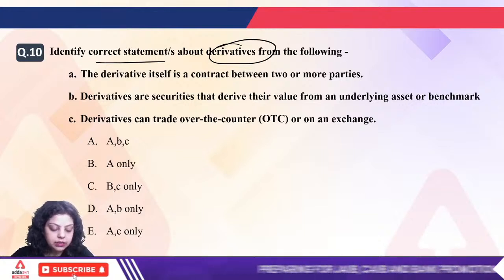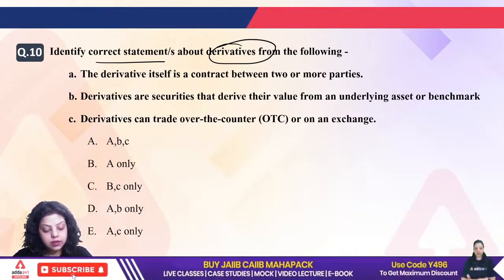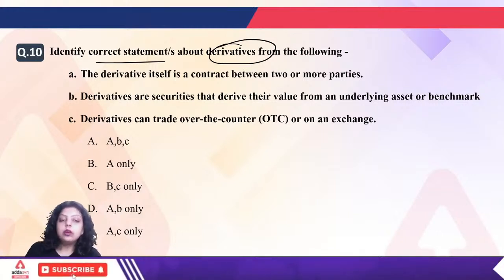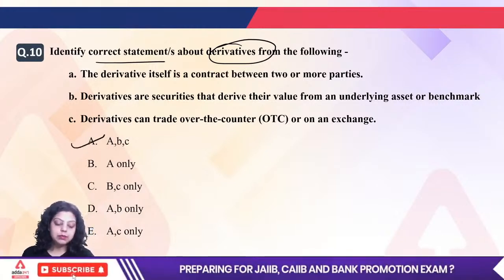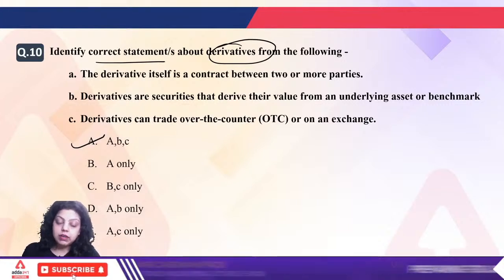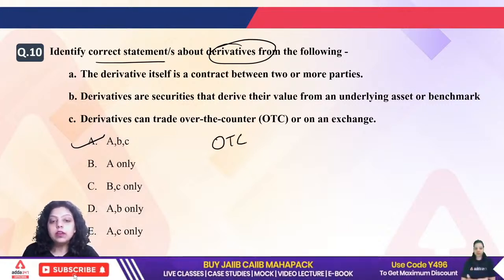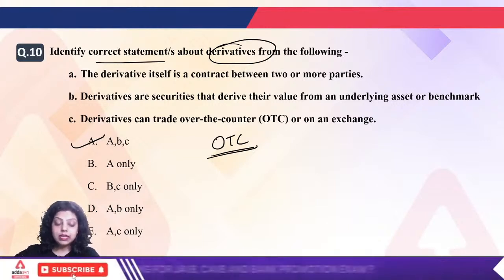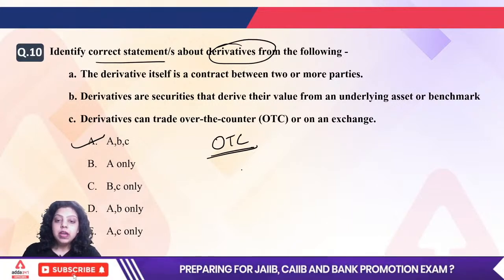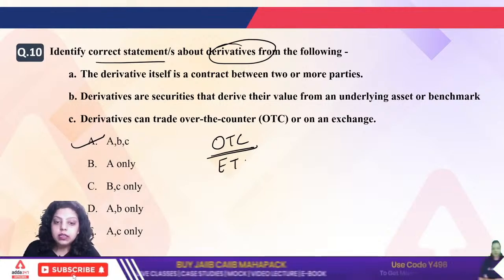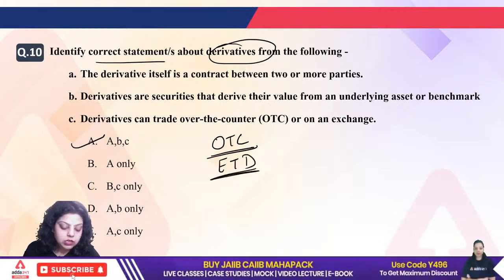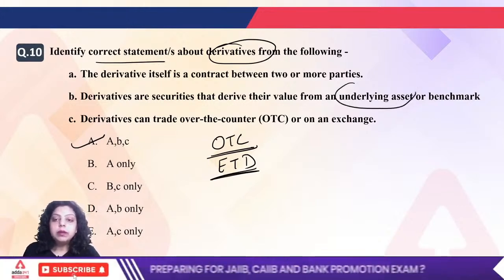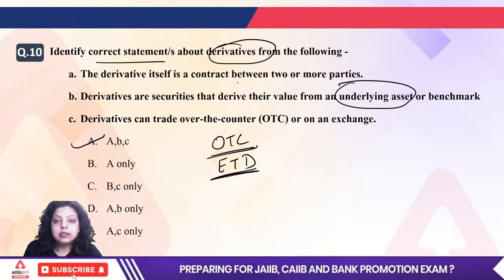Naren is saying A, Kirti is saying A, Alok is saying A, Dheeraj is saying A, Ashok is saying A. Everyone is going with the A option. That is true. A is correct because all three statements are correct regarding derivatives. A derivative can be an over the counter derivative, and it can be an exchange traded derivative. The value is derived from the underlying assets, and it is a contract between two or more parties.